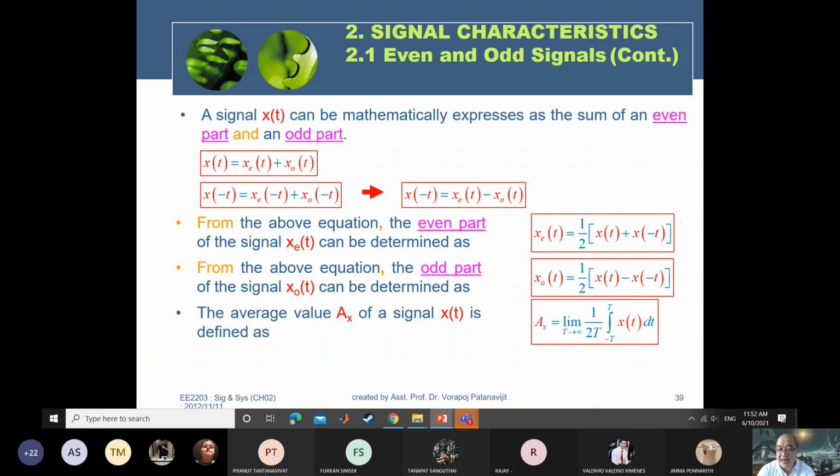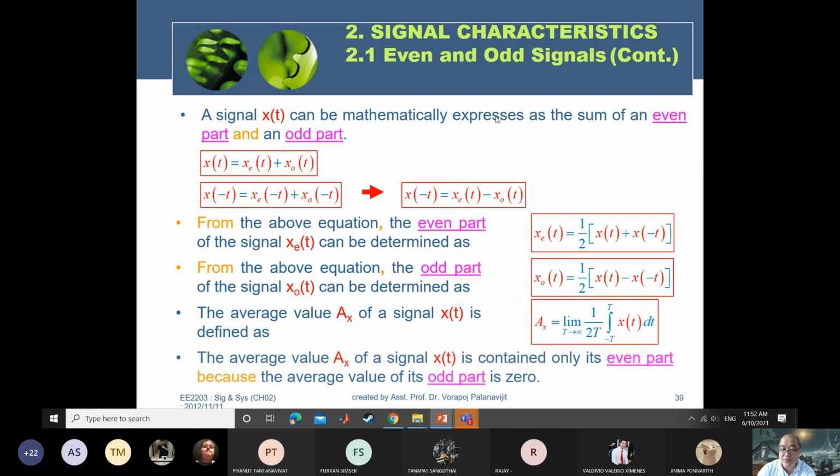The average of the signal x(t) can be defined as the following equation. And the average value of the signal x(t) contains only the even part, because the average of the odd part is 0.